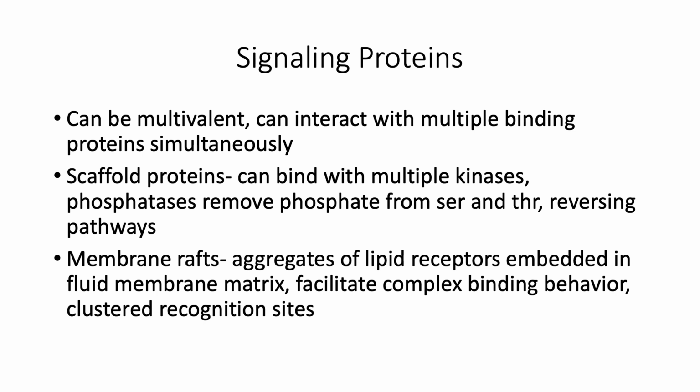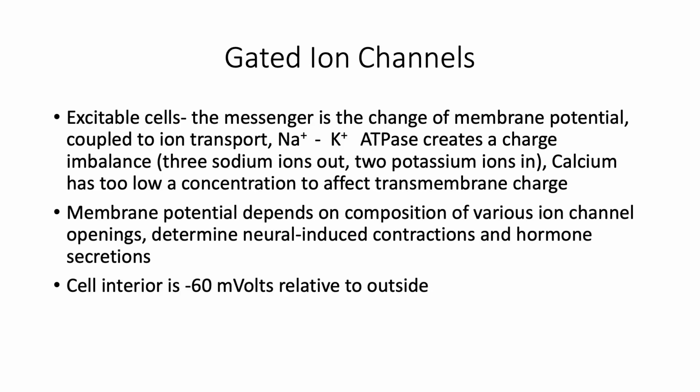They can interact with multiple binding proteins simultaneously. There are scaffold proteins. They can bind with multiple kinases. The phosphatases can remove phosphate from serine and threonine and reverse the pathways that were affected by the protein kinases. Also, there are membrane rafts, which are aggregates of lipid receptors. They're embedded in the fluid membrane matrix, and they facilitate complex binding behavior. So you can actually have clusters of recognition sites with what are called membrane rafts, which are lipid receptors aggregated on the surface and moving about the membrane.